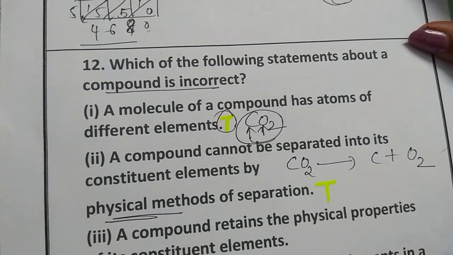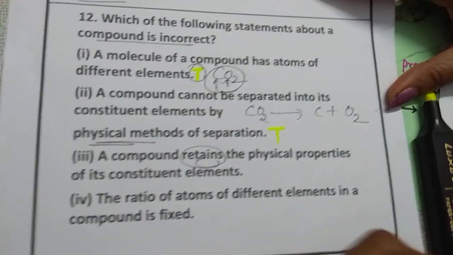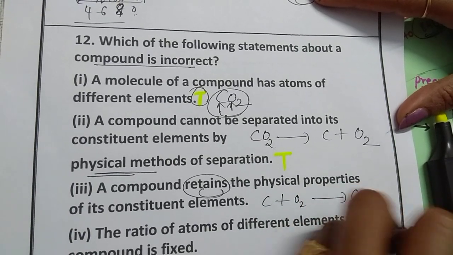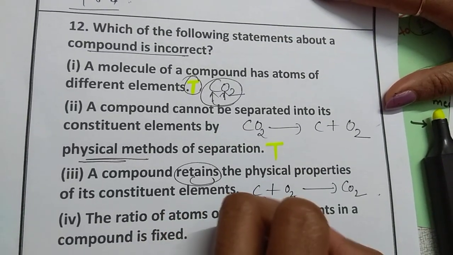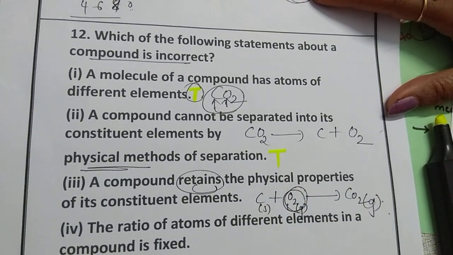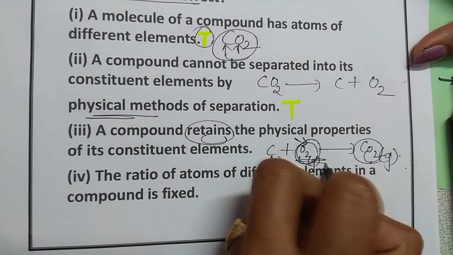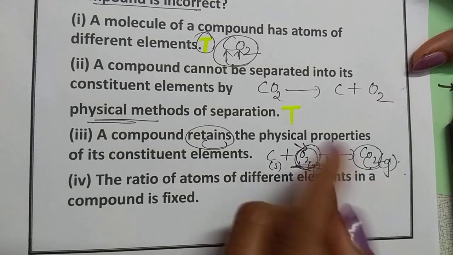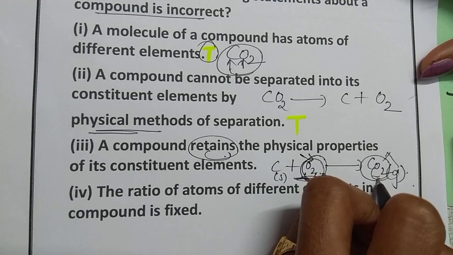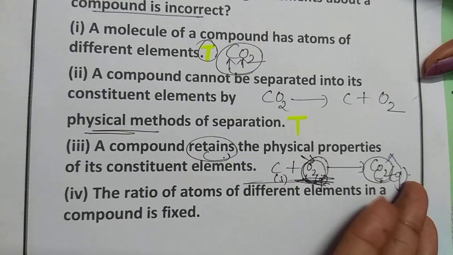And a compound retains the physical properties of its constituent elements. Retains in the sense it should have. For example, if you mix carbon and oxygen and you are getting carbon dioxide. Carbon is a solid and oxygen is a gas and you are getting a gas. It is a gas which is useful for, we can take this gas inside, but it is not useful for combustion of a food material. So it says that the physical properties should be the same, but here these physical properties, solid, gas, are different.